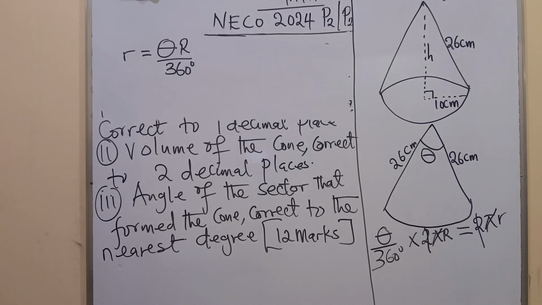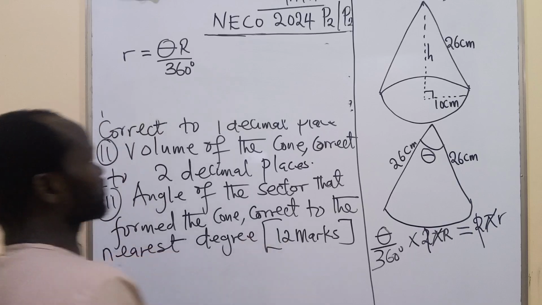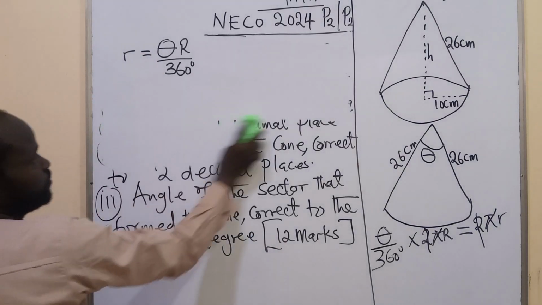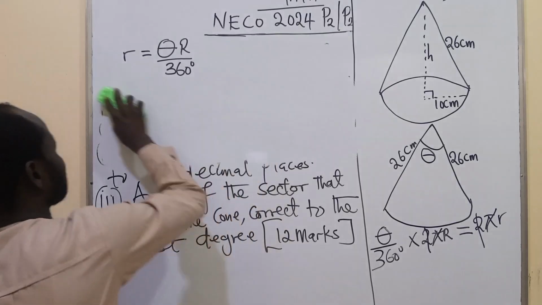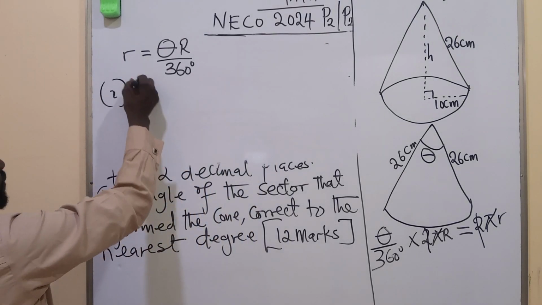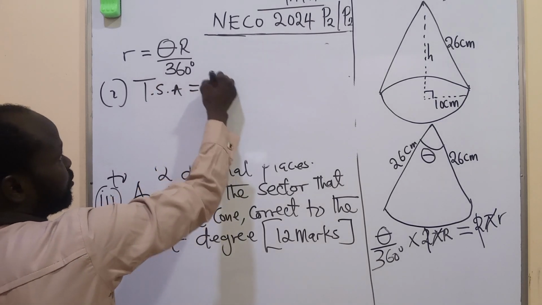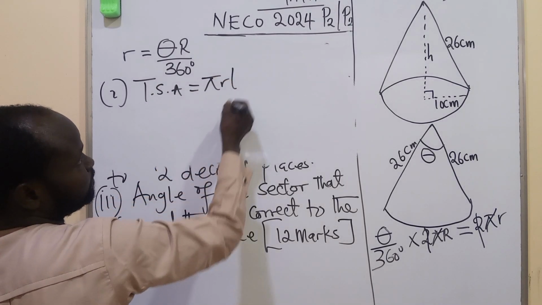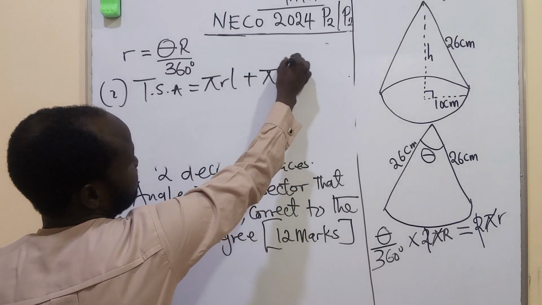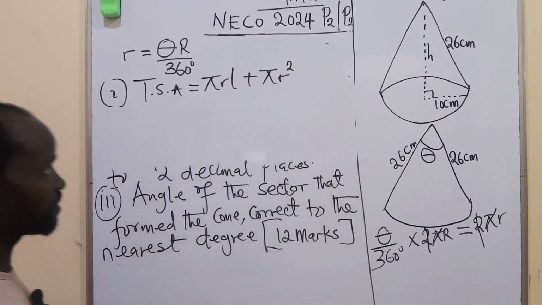The first question, we are asked to find the total surface area of this cone. So let's write down the formula. Total surface area of a cone. That's Roman numeral 1. The total surface area, TSA of a cone, will be the curved surface area of a cone plus the circular base area, which is the area of a circle. So this is the total surface area of a cone.